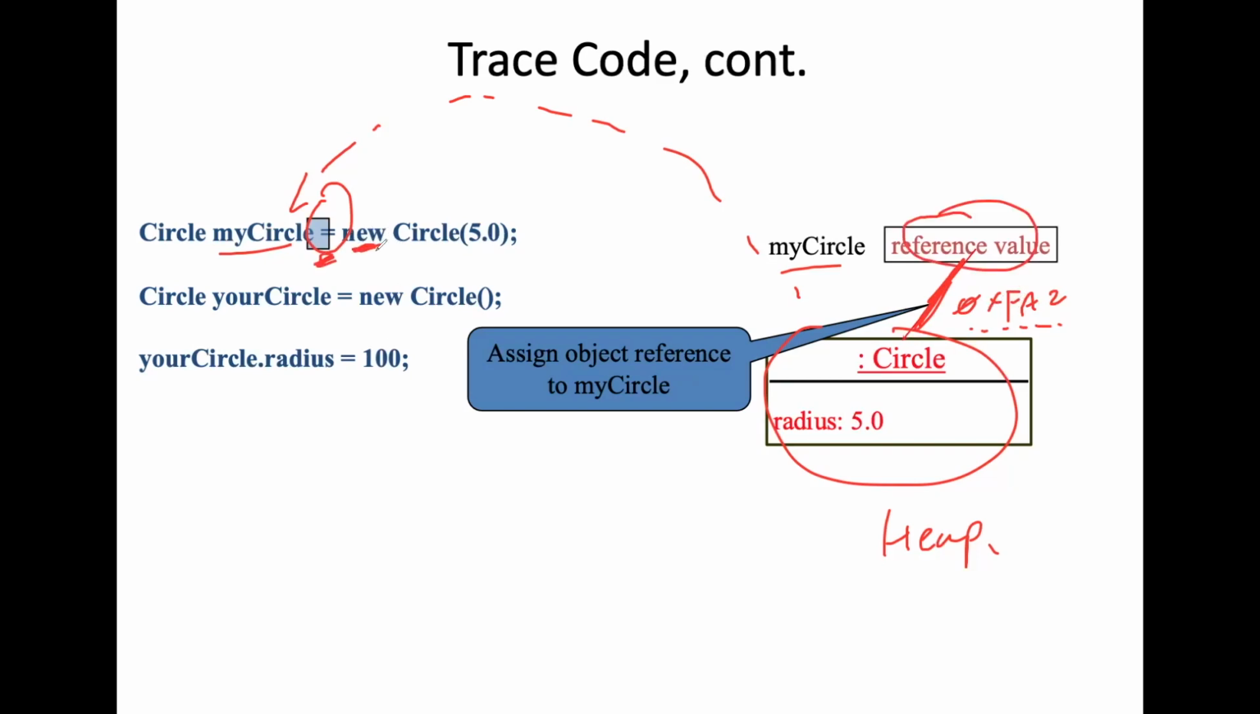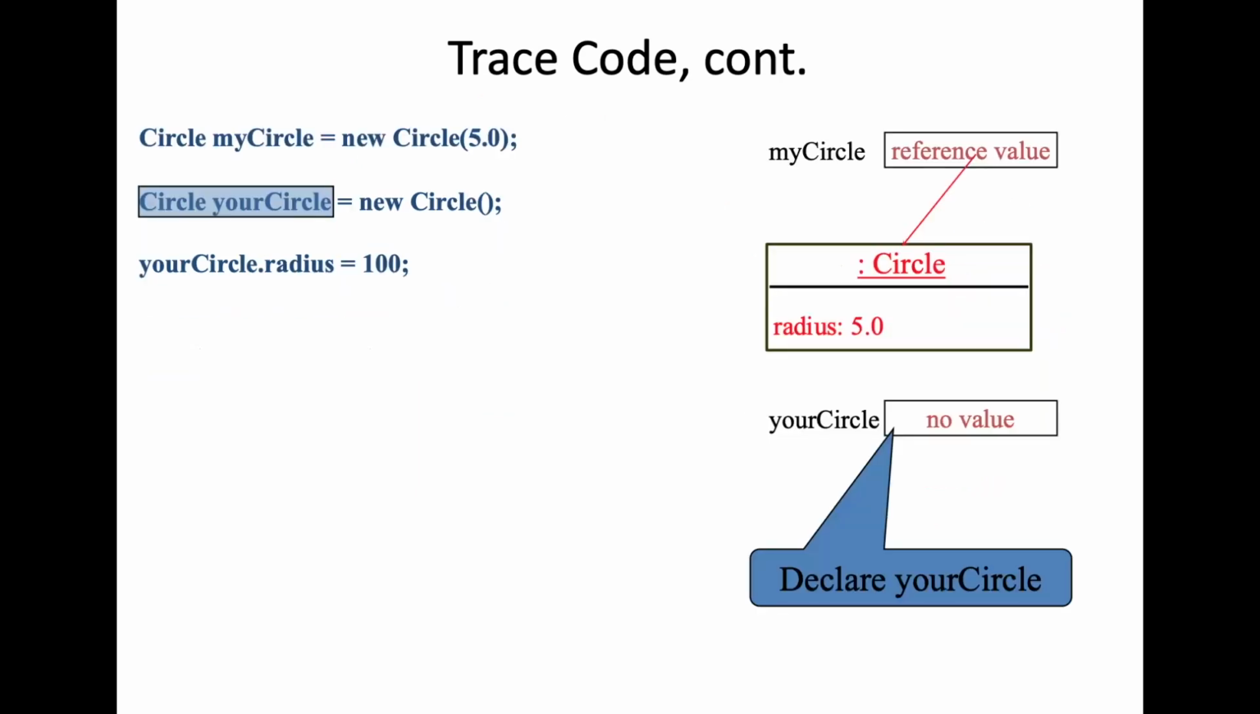Remember, new is a keyword that returns a memory address. Let's move on to the next frame. Let's look at this other example, creating a yourCircle with new Circle. Initially, if we just do a declaration, this creates a reference variable that has no value to it at all. Same thing with myCircle initially, there's just no value associated with it for declaring that reference object. Let's move on to the next frame.